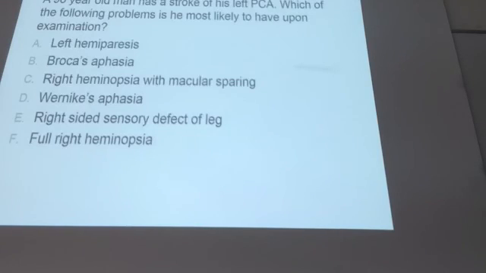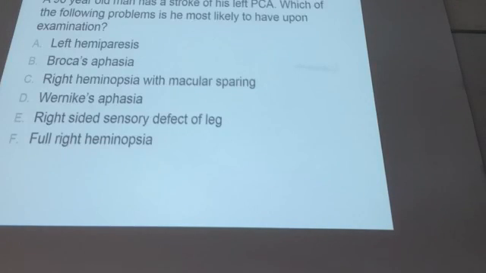A 96-year-old man has a stroke of his left PCA. Which of the following problems is he most likely to have upon examination? The PCA, what is it going to affect? The occipital lobe. When it's an occipital lobe lesion, you're going to have a problem with the opposite side, except for one part. Macula. If it was full right hemianopsia, where would you see the nerve? Optic tract.